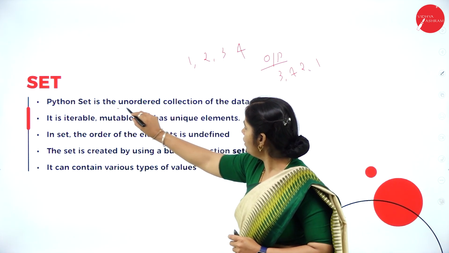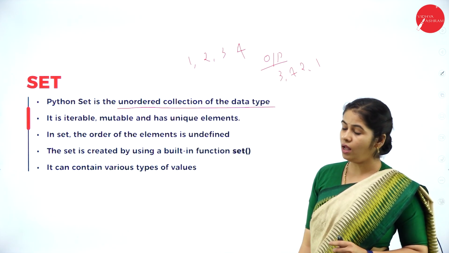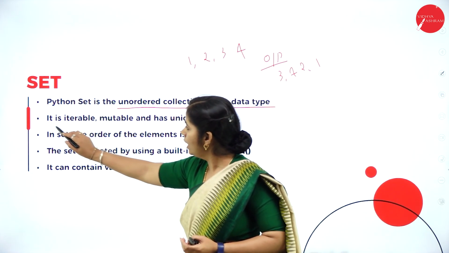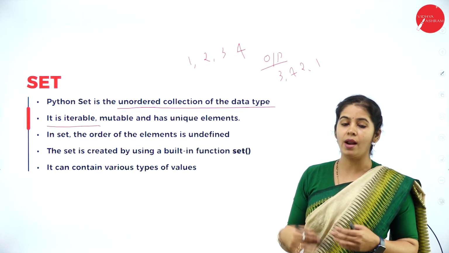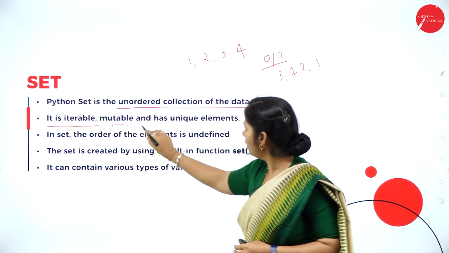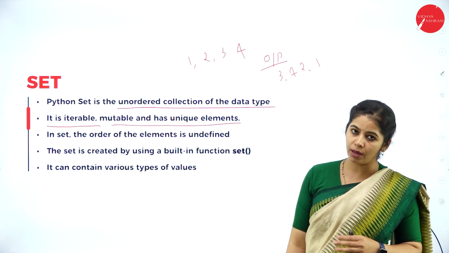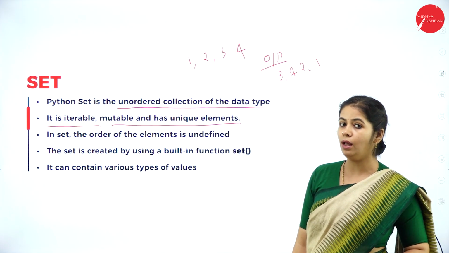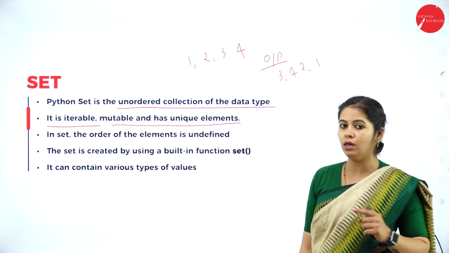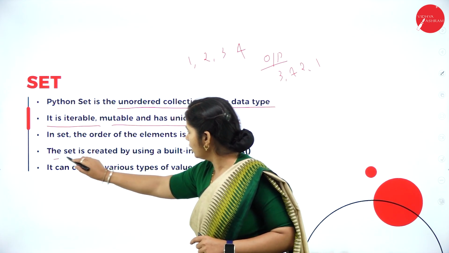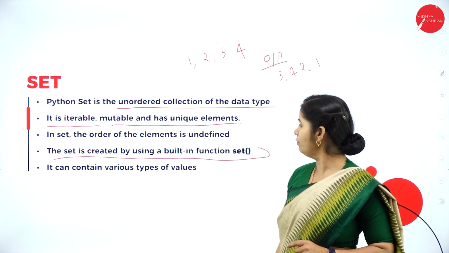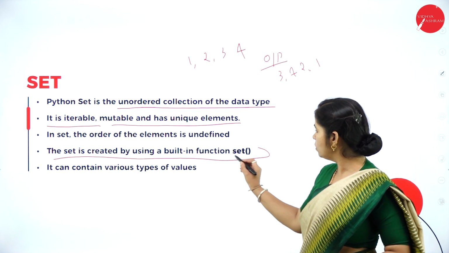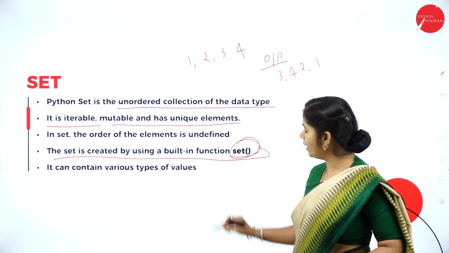Python set is an unordered collection of data types. You can also add different data types in the set. It is iterable, and mutable, and has unique elements. It is also mutable. What is non-mutable is only the tuple and the key in the dictionary. The set is created by using a built-in function called set. How are we going to create the sets? By using the function which is already built in.